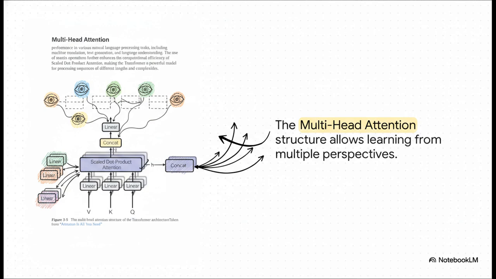Just look at this. The Q, K, and V vectors come in at the bottom. But instead of going into one big attention process, they get split up and fed into several smaller attention processes in parallel. Each one of these is called an attention head. They each do their own analysis, and then their results are all stitched back together at the end. It's like having a whole team of specialists looking at the same problem at the same time.